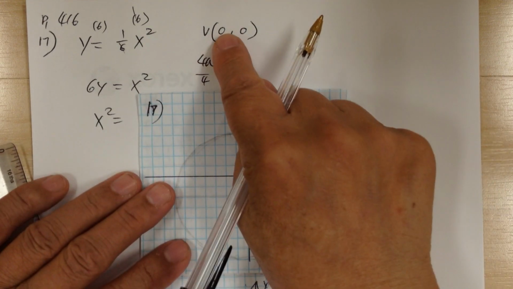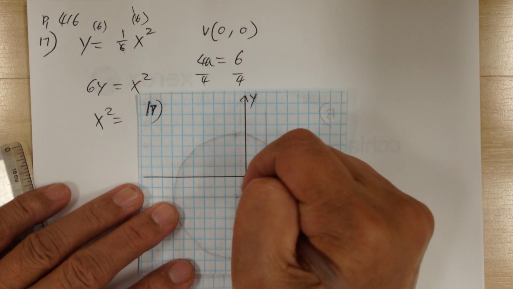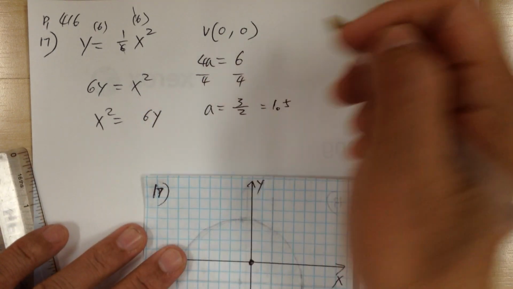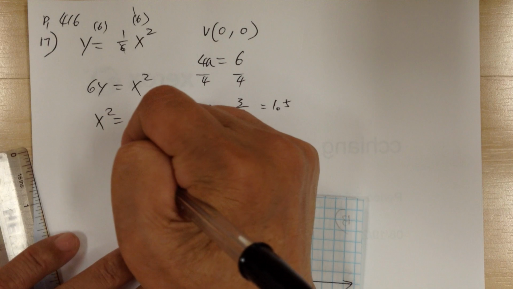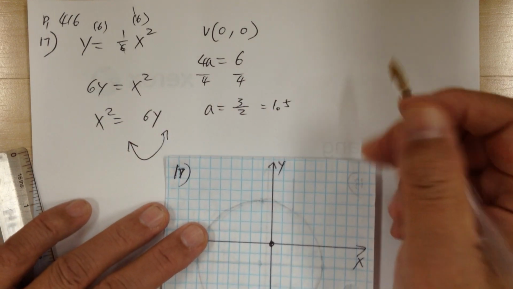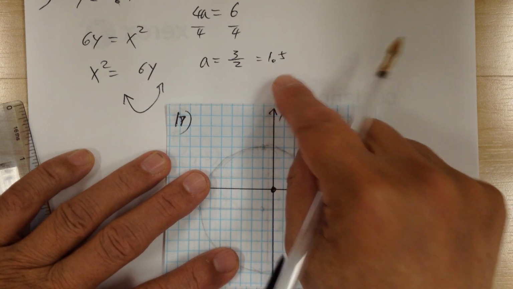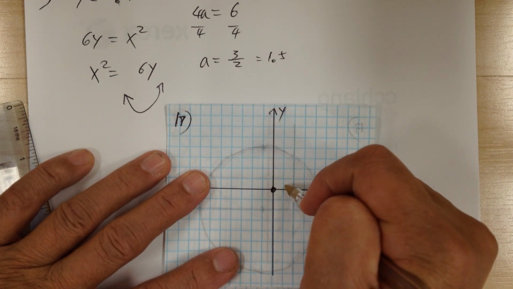Okay, so you all start with your vertex. So vertex is 0, 0. And this is going to open in the y direction. So graph, this is going to open this way. Okay? So that means you have to go up or down to get your focus. So it's 1.5. So you go up. So this is the v.